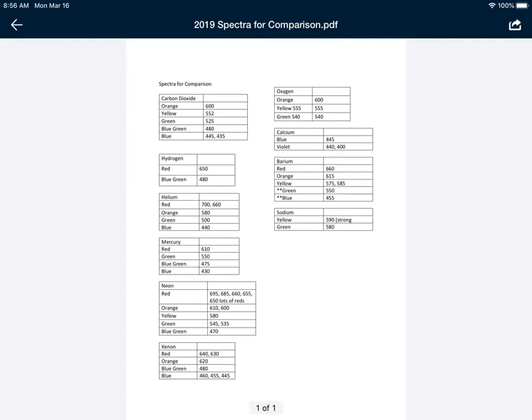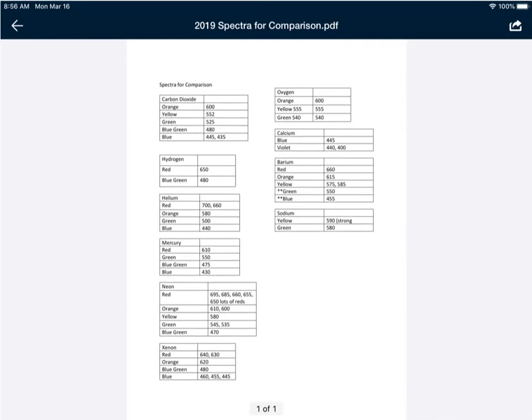Okay, so here's the document that you're looking for when you want to compare your spectra. It's called 2019 Spectra for Comparison. It's in the Spectroscope lab folder in Schoology. And this has the elements or the compounds, so carbon dioxide, hydrogen, helium, mercury, neon, xenon, oxygen, calcium, barium, sodium.